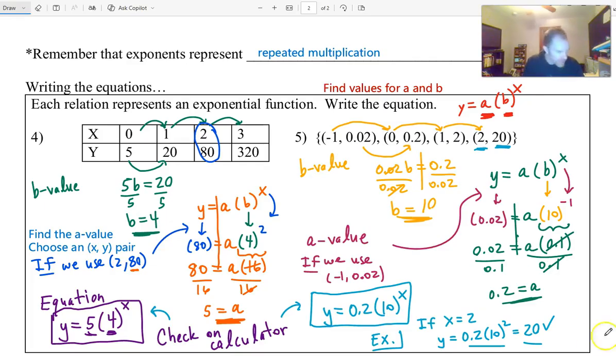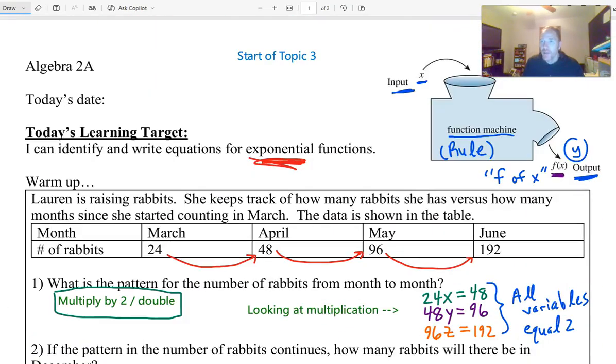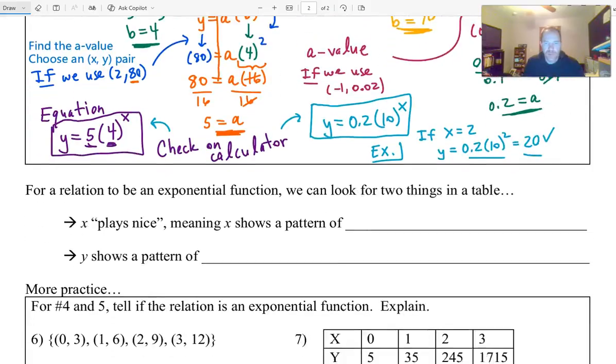We got a few blanks to fill in, I believe, and then let's talk about identifying. I'm going to jump back up real quick, but we've done the writing equations now. So we got that from our learning target, and of course we need more practice. But what about the identifying? Let's work on identifying those exponential functions. So here we go. The last couple problems, a few blanks to fill in.